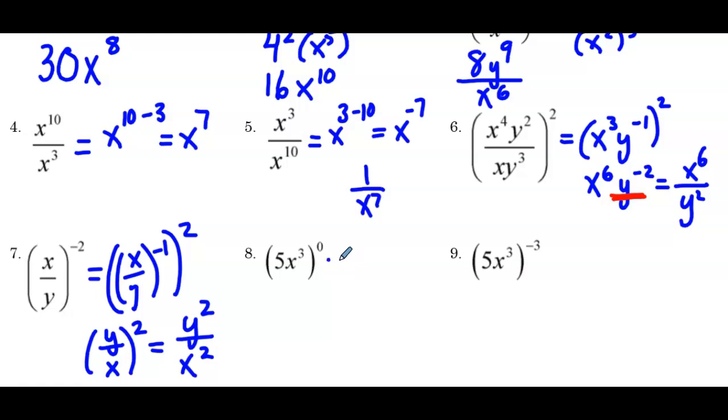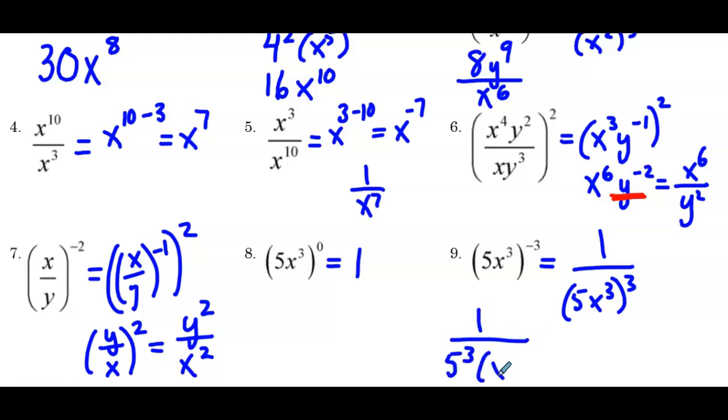5x cubed to the 0 power. Well, that's nice and straightforward. That's just 1. And then we have the quantity 5x cubed raised to the negative third power. So in this case, the whole parentheses is being raised to the negative exponent. So we'll have 1 over 5x cubed, cubed. Right? We reciprocated it, becomes a positive exponent. Then we're going to distribute that. So 5 cubed and then x cubed cubed. So we'll have 1 over 125x to the 9th.